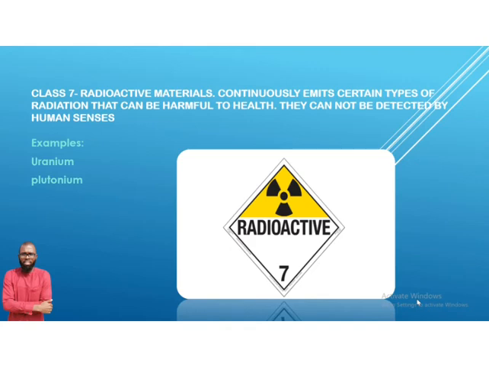The next one is radioactive materials. Remember, radioactive materials, you cannot detect them with human senses. They continuously emit certain types of radiation that are harmful to health. This kind of radiation causes serious damage to the human body. Examples are uranium and plutonium. But knowing this label, apart from the use of dangerous goods, you can be in a vicinity where they are using these radioactive materials, and the label would signify for you to know that this kind of energy is being released in this vicinity, so that you take yourself out of there.